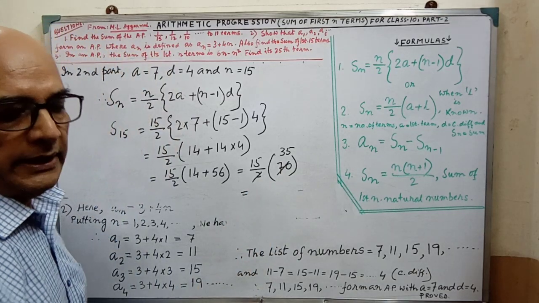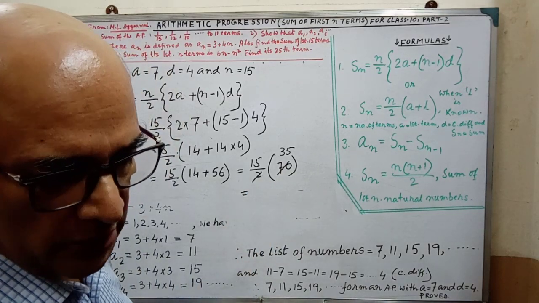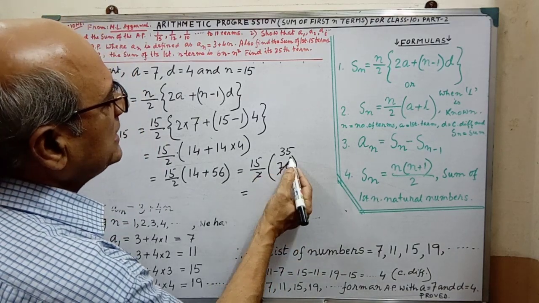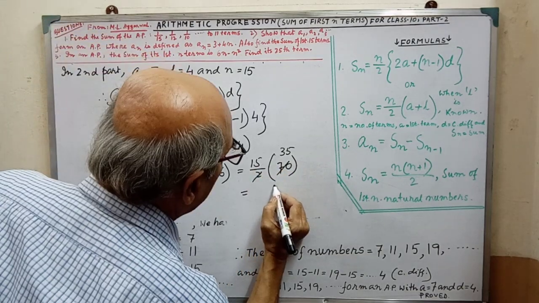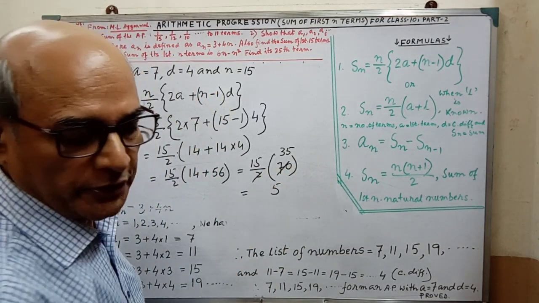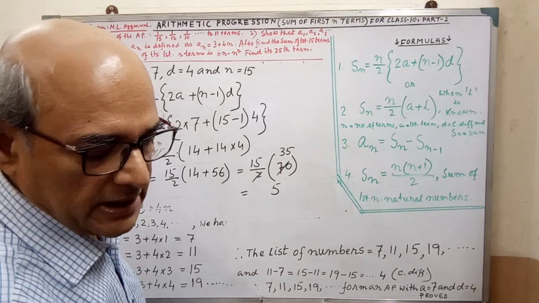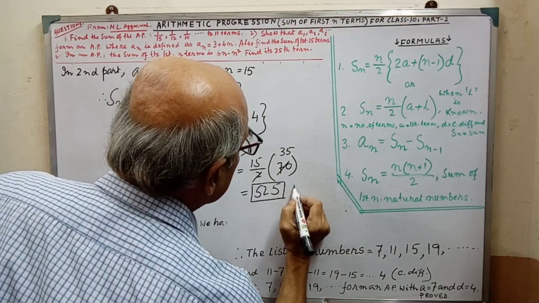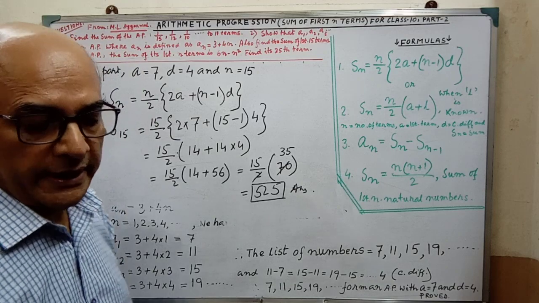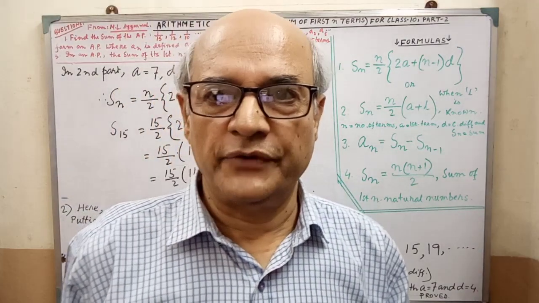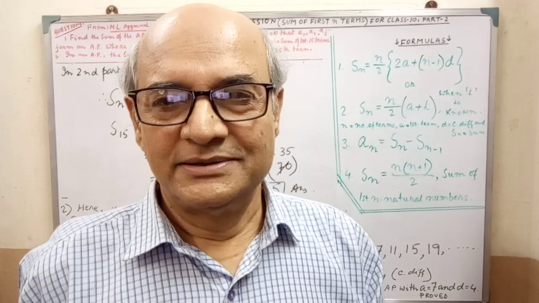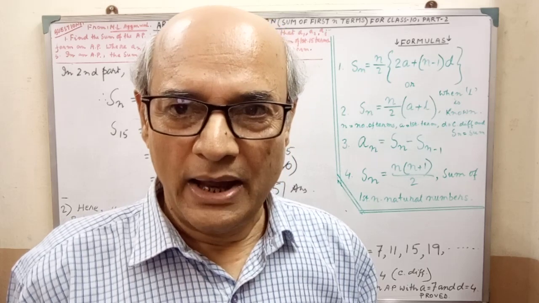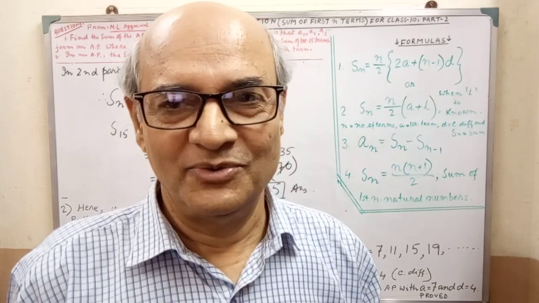Then 15 into 35, that is you have to do in rough, or directly you may do. This is the sum. 525 is the answer. Just you have to remember the formula, and if you put a relevant value and simplification, if you do correctly, then you will get the answer.